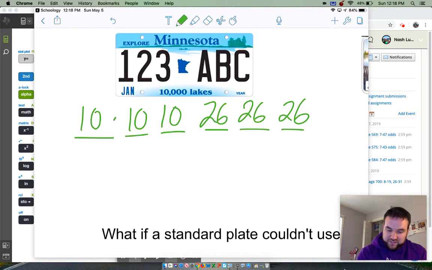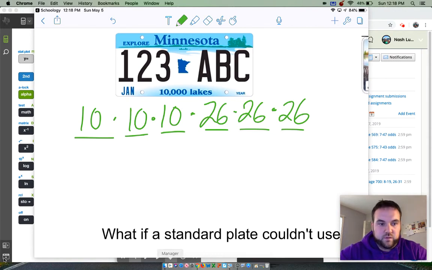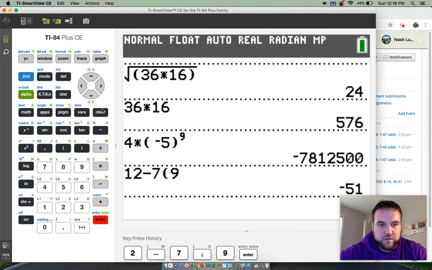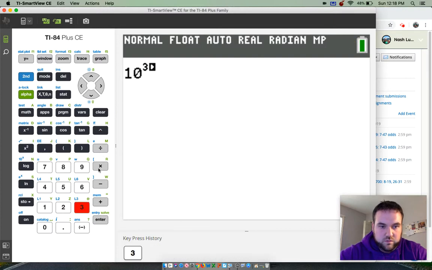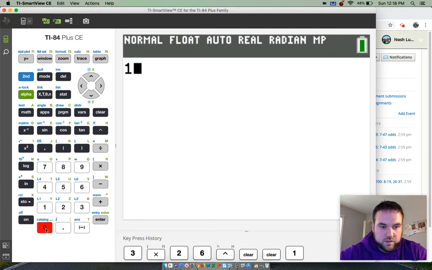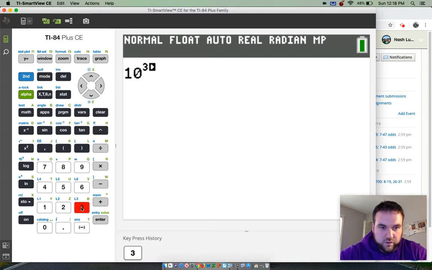Now I'm going to take those 6 values and multiply them together: 10 times 10 times 10 times 26 times 26 times 26. I'm just going to use powers for this: 10 raised to the third times 26 raised to the third.